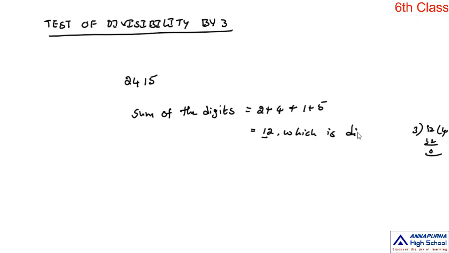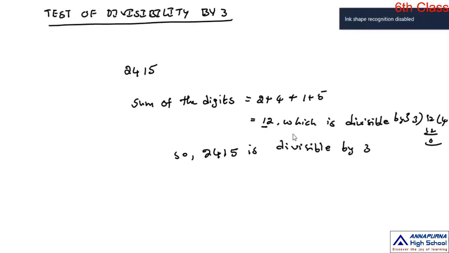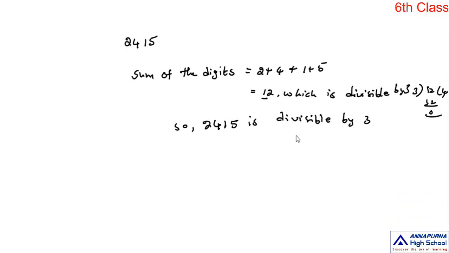12 is divisible by 3, so the given number 2415 is divisible by 3. This is the test of divisibility by 3. Let us take another example and check divisibility by 3.